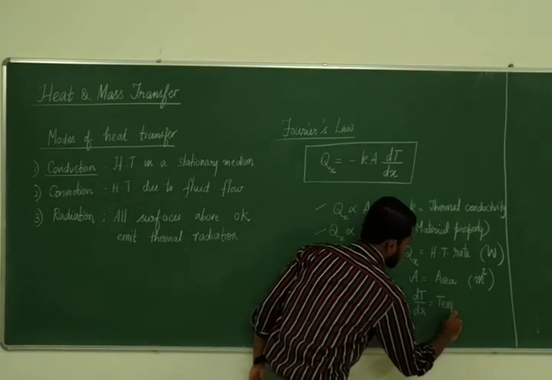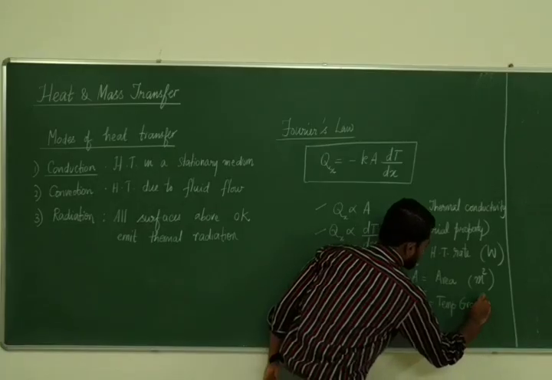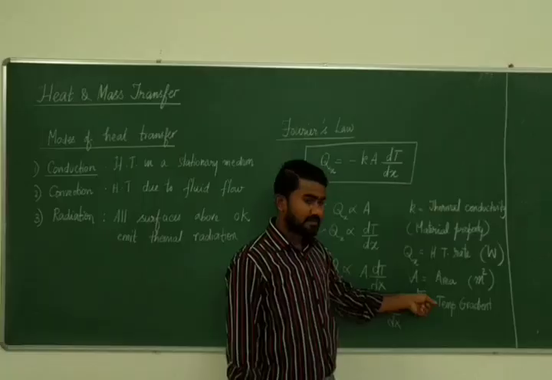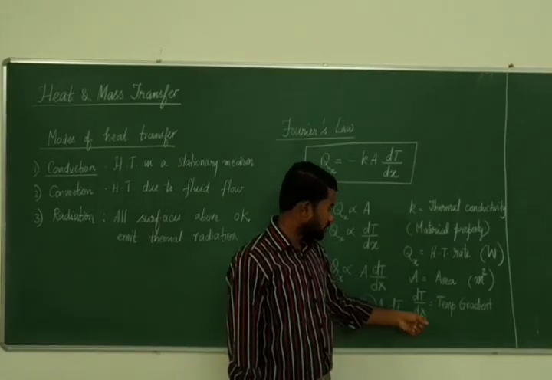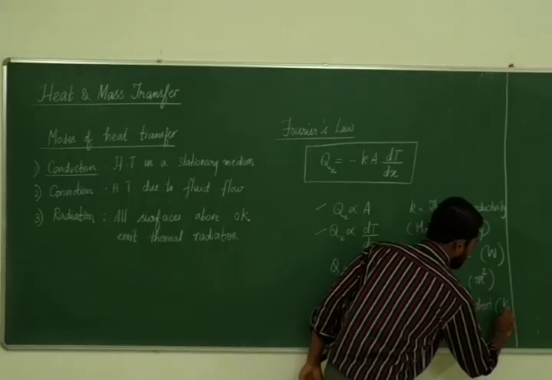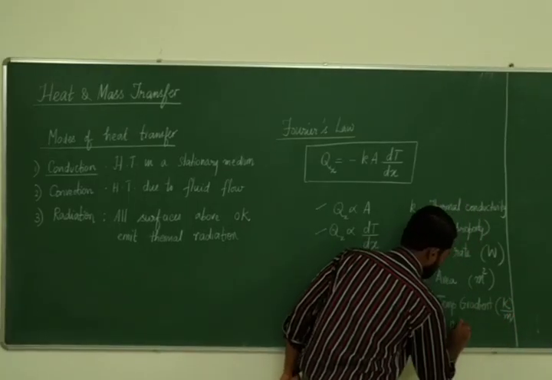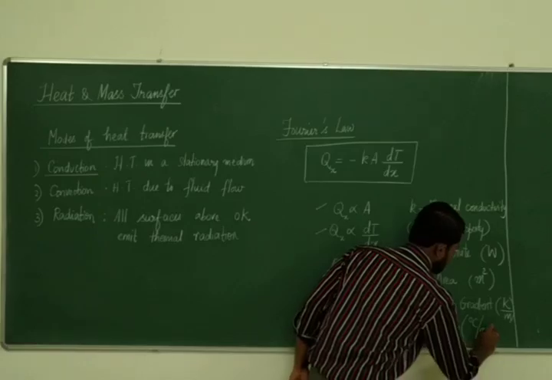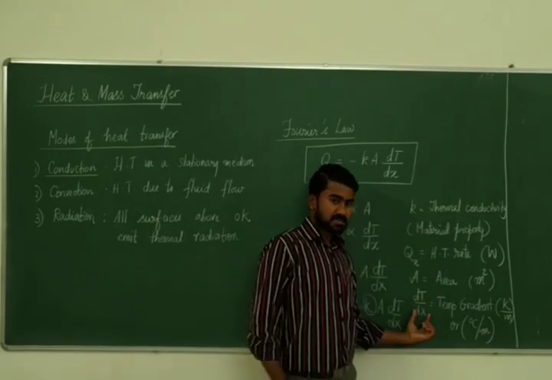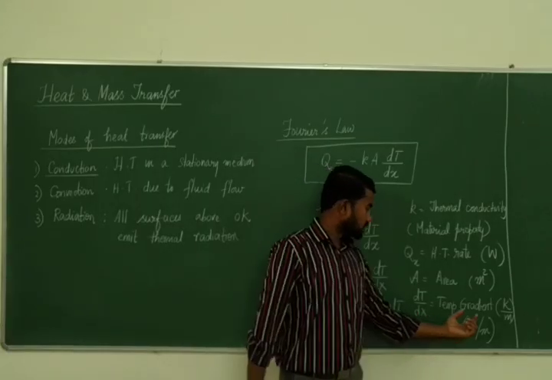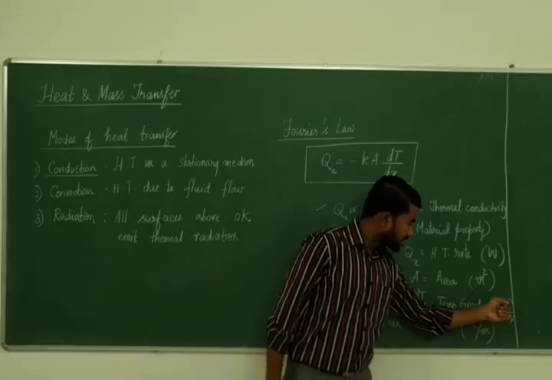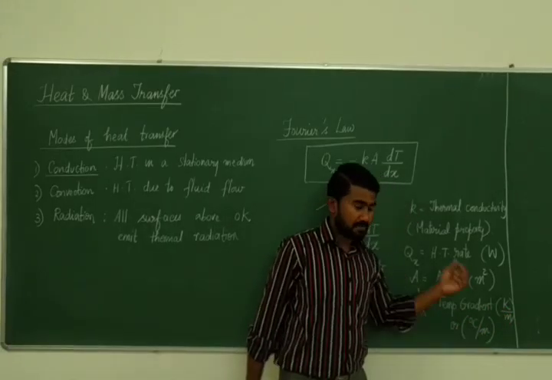It's the temperature gradient. What is the unit of temperature gradient? dT will be in Kelvin or degree Celsius. dx will be in meter. So this will be either Kelvin per meter or degree Celsius per meter. Because dT is a change in temperature, and dx is a change in distance, the temperature will change over a particular distance. It will be in either Kelvin per meter or degree Celsius per meter.